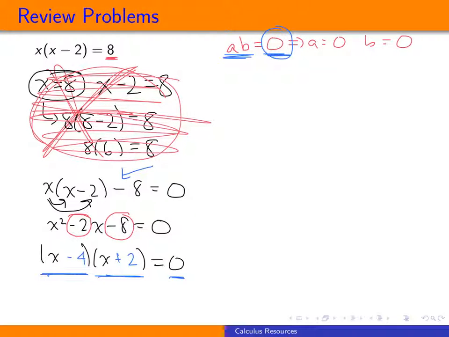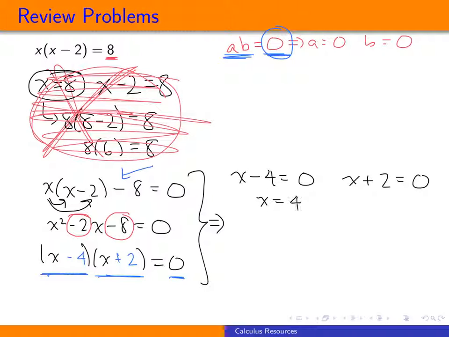So now we're exactly in the situation that we needed to use the zero factor property. I have two factors set equal to 0, and now I can conclude in order to solve this, I can set each of those terms equal to 0. From x minus 4 equal to 0, I obtain x is equal to 4. From x plus 2 equal to 0, I obtain that x is equal to negative 2.